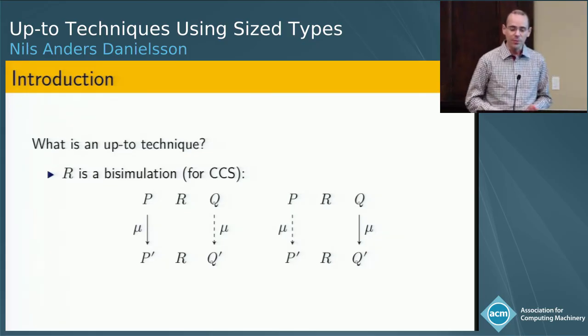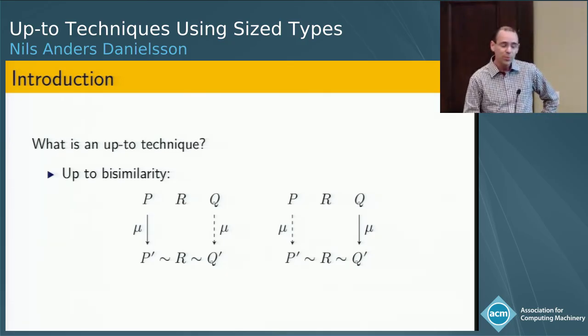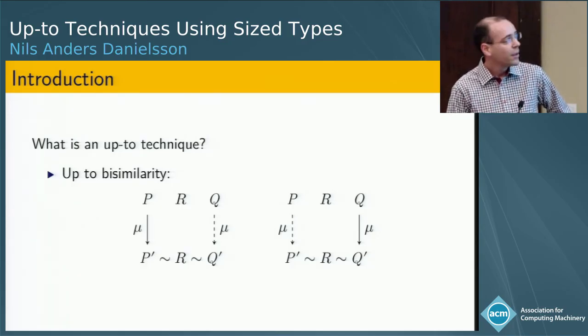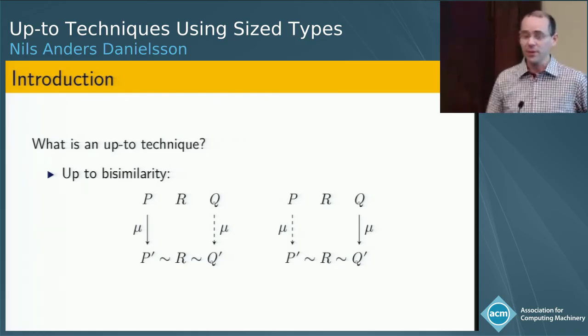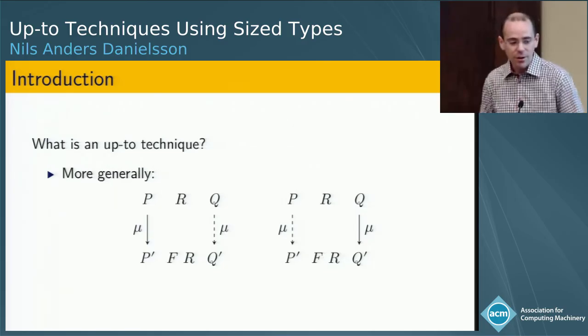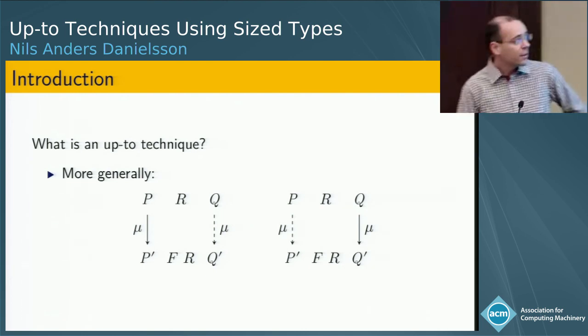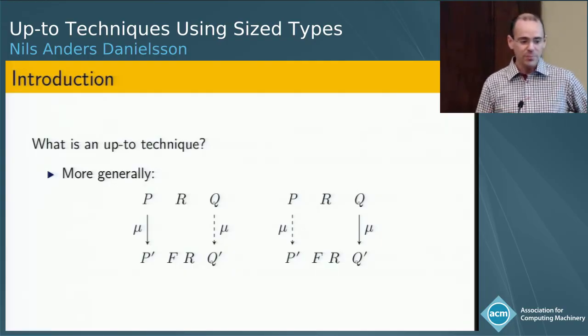Now, proving this directly can be a bit awkward, so people have come up with ways to make it easier. Here's one example. R is a bisimulation up to bisimilarity. Down here, it's a bit easier, because now we can prove that P prime is bisimilar to some process that's related by R to some process that's bisimilar to Q prime. And this works in the sense that if P and Q are related by some bisimulation up to bisimilarity, then they are bisimilar. More generally, there are lots of functions, f, that we can put here that make this work, in the sense that this suffices to prove that P and Q are bisimilar. And these are called up-to techniques.